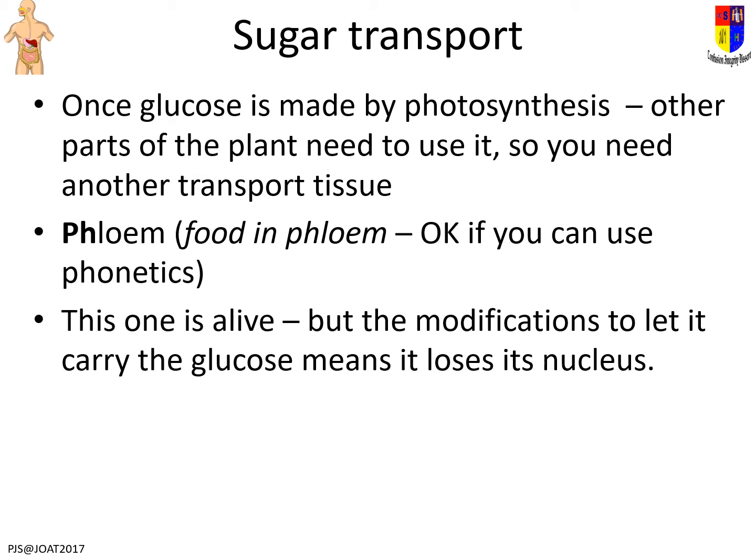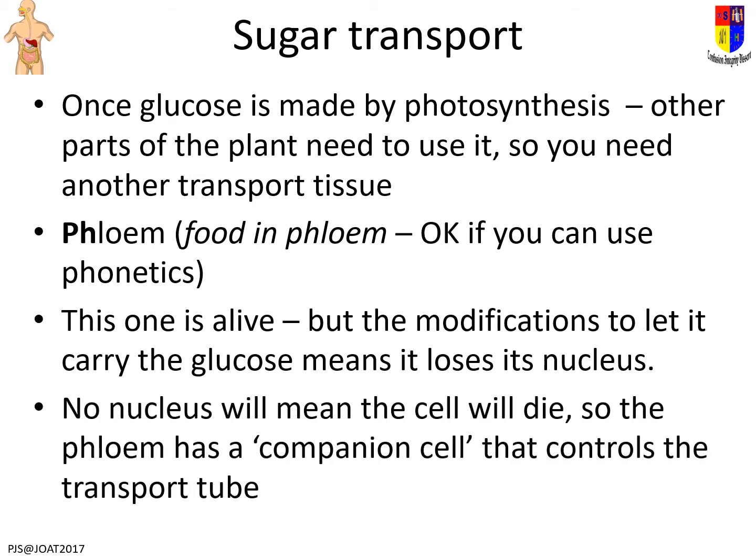Now that would mean normally that cell is not going to survive for very long. It will only survive for a set length of time, and then because it doesn't have a nucleus, it would just need to be removed like we do with our red blood cells. So what you have to do with this one is give it a nucleus outside. So that means that basically we attach a companion cell to it. It's a little brainy buddy that controls the transport tube and allows it to do its job.